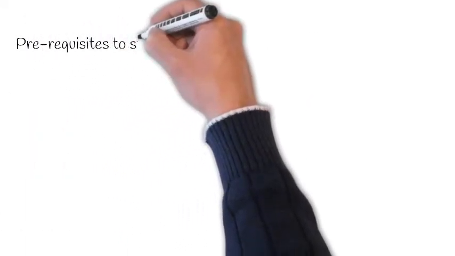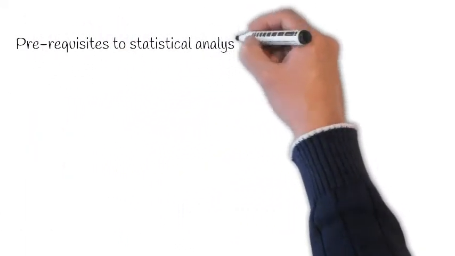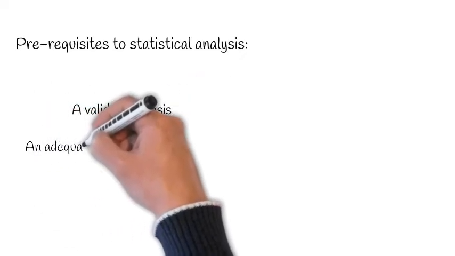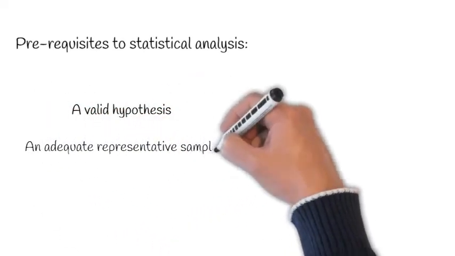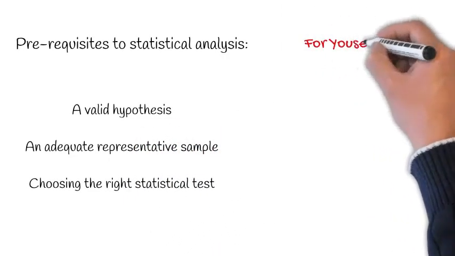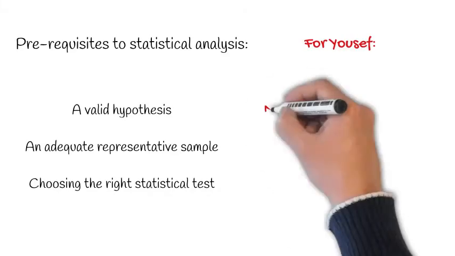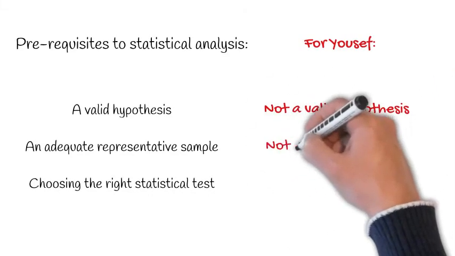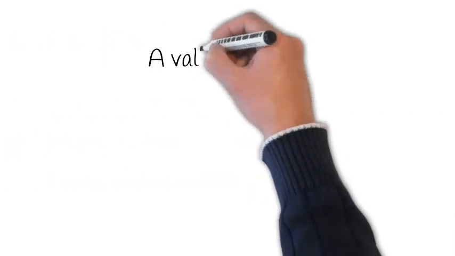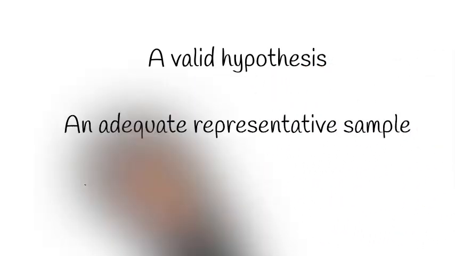To avoid getting nonsense scientific results, you need to understand the three prerequisites that Yusuf did not understand before doing statistical analysis: a valid hypothesis, an adequate representative sample, and choosing the right statistical test. Yusuf got nonsense results due to not having a valid hypothesis, not having an adequate sample, and not choosing the right test. In the next videos we will discuss how to get the above three prerequisites right to get a valid p-value.